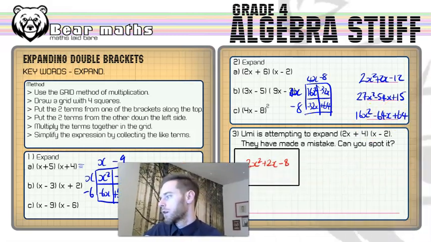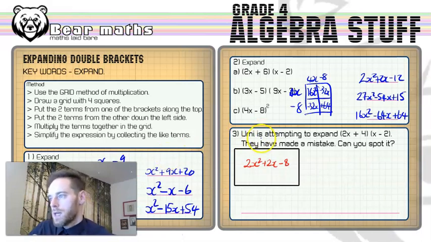Moving over, looking at question 3. Umi is attempting to expand 2x plus 4 multiplied by x minus 2. They have made a mistake. Can you spot it? Let's see what they have done. Well, we've only got Umi's answer, so my advice would be, let's do the question and find out where the mistake is.